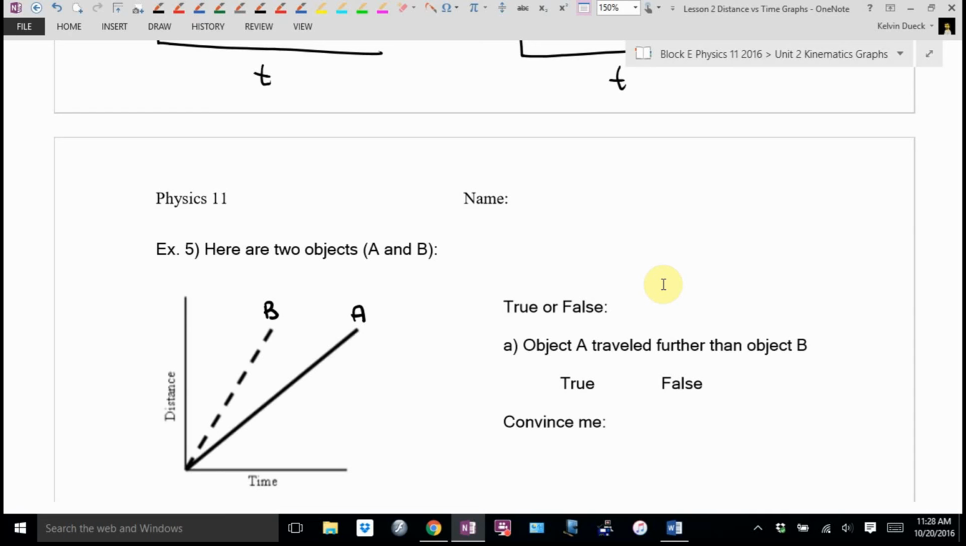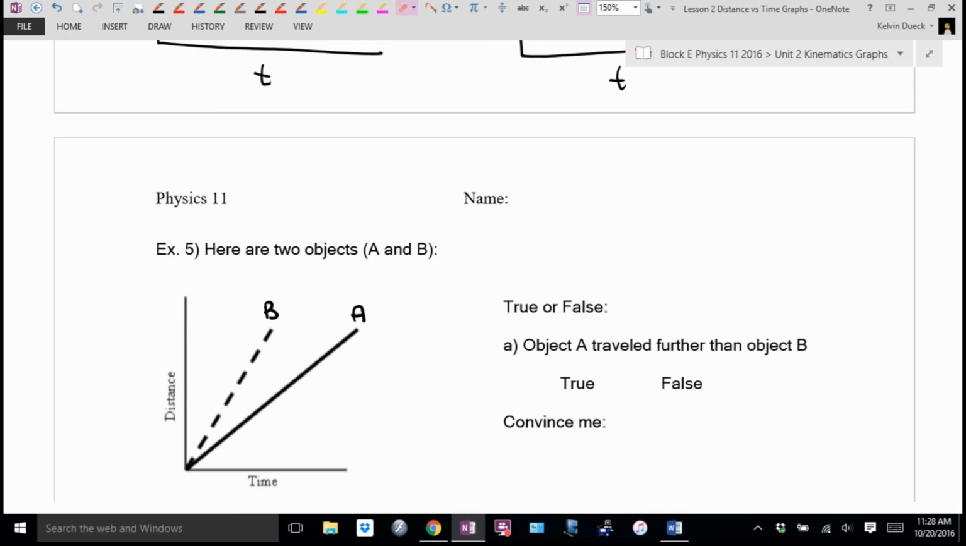Convince me. True or false? Convince me. They stopped at the same place. A just took longer. Stopped at the same place. No, they didn't. B stopped right here. A stopped right there. That's not the same place. I think I know what you're getting at, but I think your explanation was sloppy.